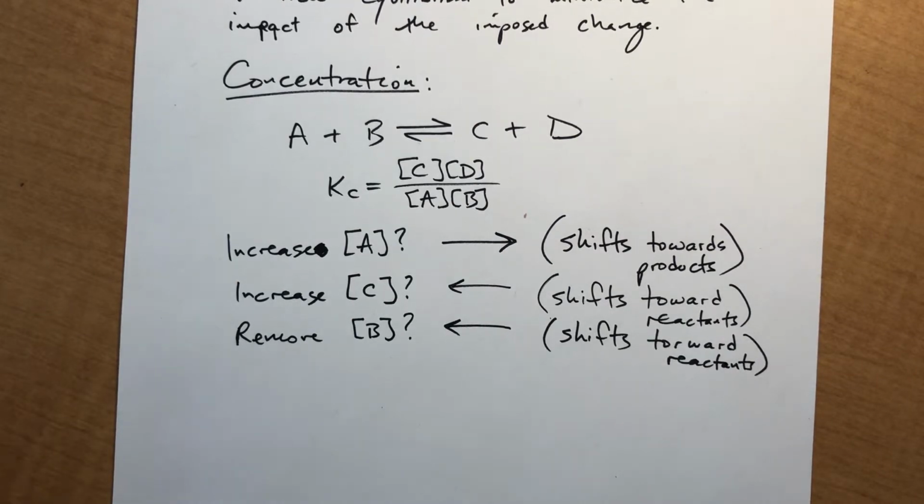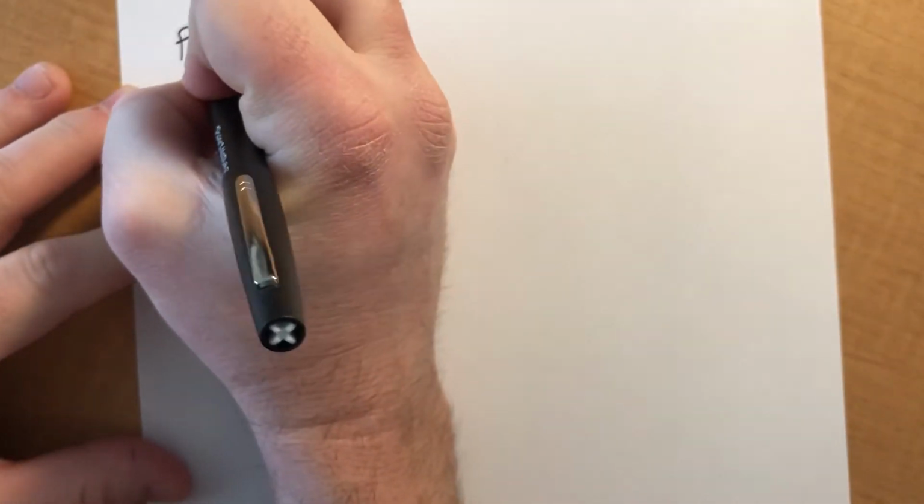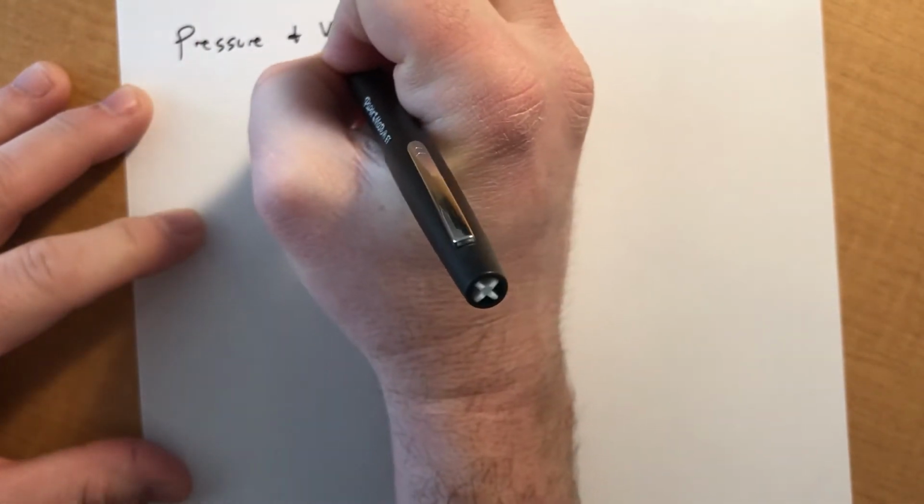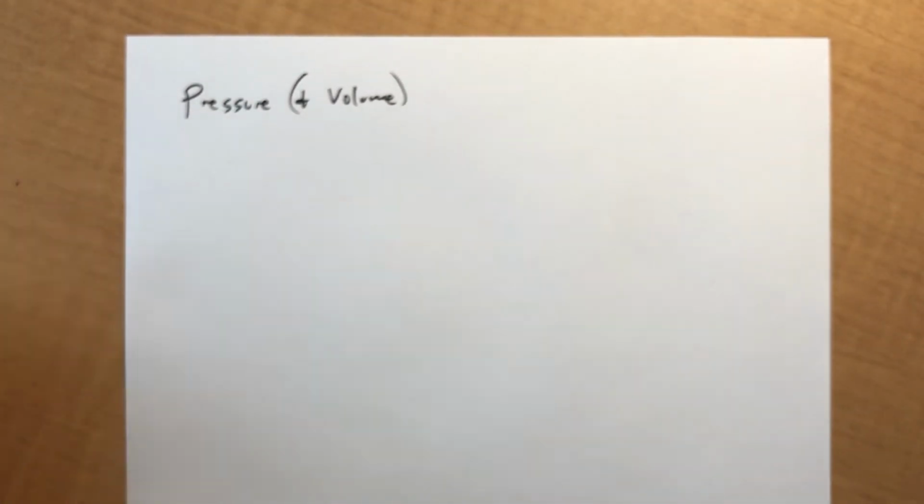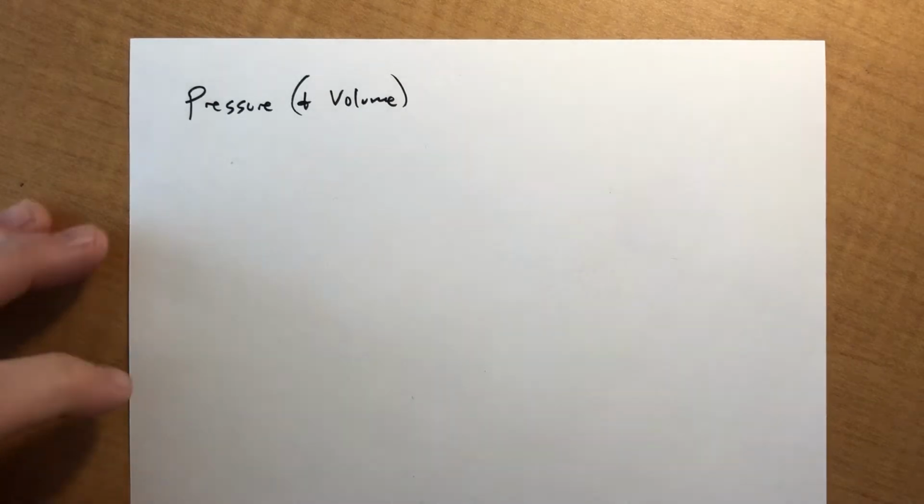I guess let's talk about pressure and volume. So pressure and volume are related, and they really only apply to things that have gases in the equation. They don't all have to be gases. Not all the compounds in the balanced equation have to be gases, but there have to be gases somewhere in the thing. Okay.